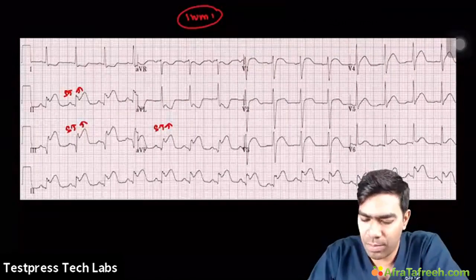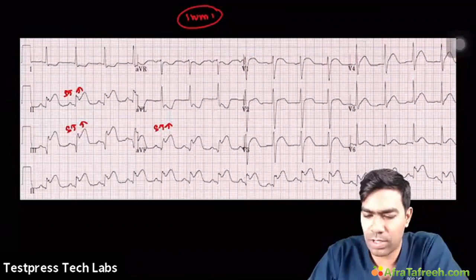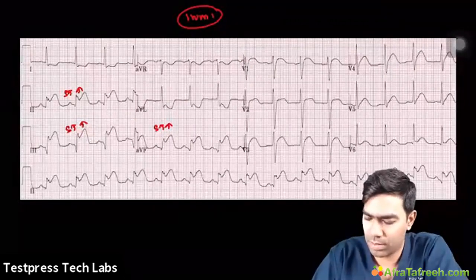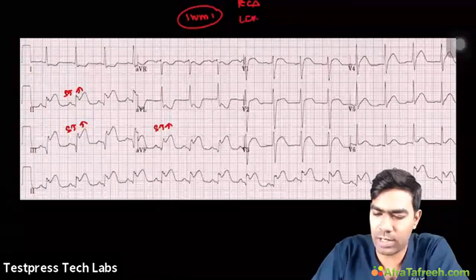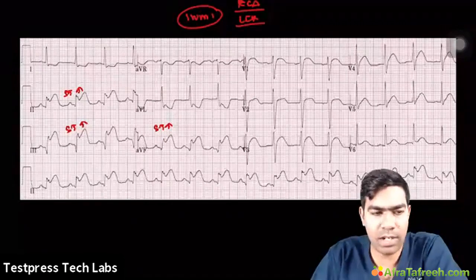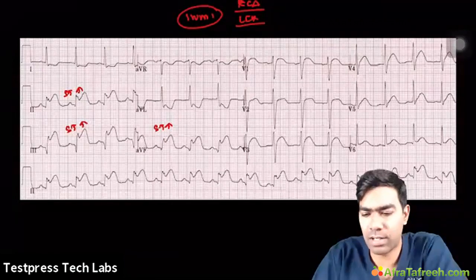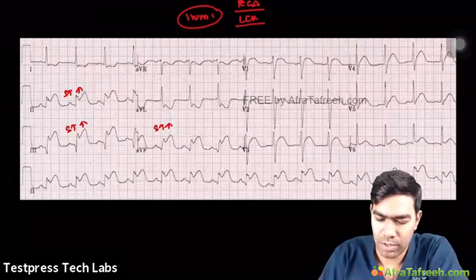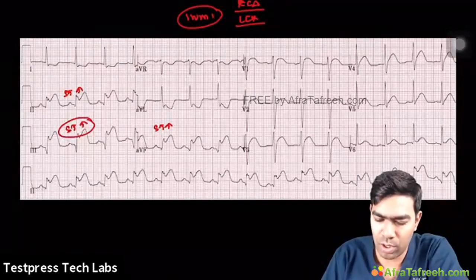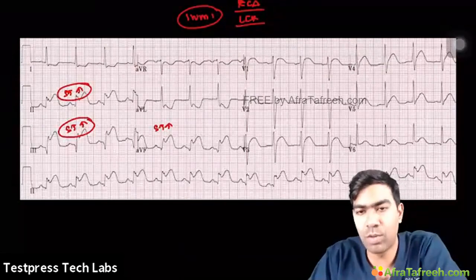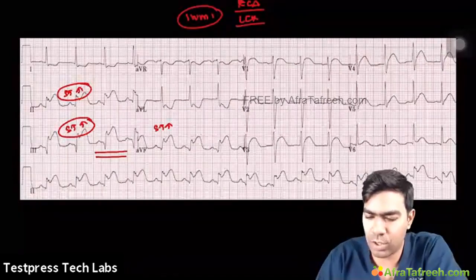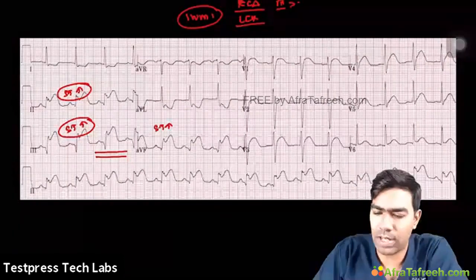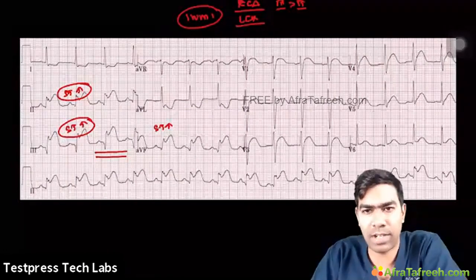If you're having an inferior MI, then the next step is to see the localization. It could be either RCA or LCX. To find out the culprit artery, you need to look at lead 2 and lead 3, and see where the ST elevation is more. It's very clear in this example that lead 3 is showing more elevation than lead 2. That tells you this patient is having an RCA involvement.